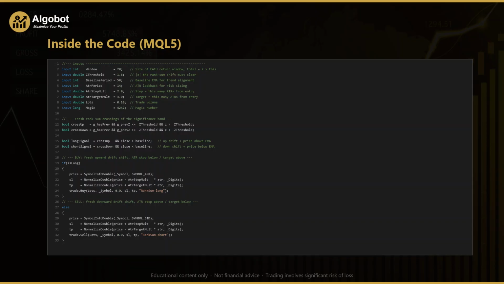On the sell side, everything is reflected. The price is read from the bid. The stop loss sits AtrStopMult ATRs above entry. The take profit sits AtrTargetMult ATRs below, and trade.sell opens the position. Both sides are symmetric, and each carries its own protective stop and target from the very first tick.